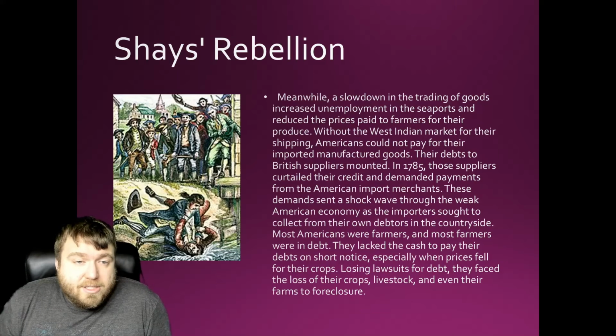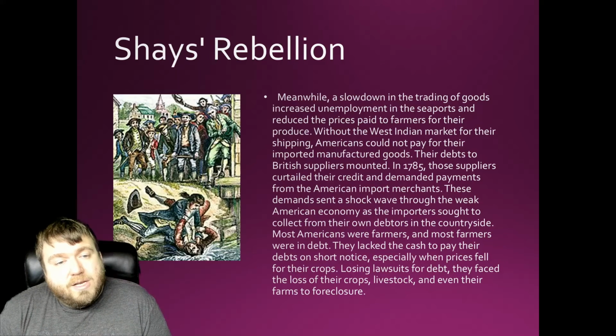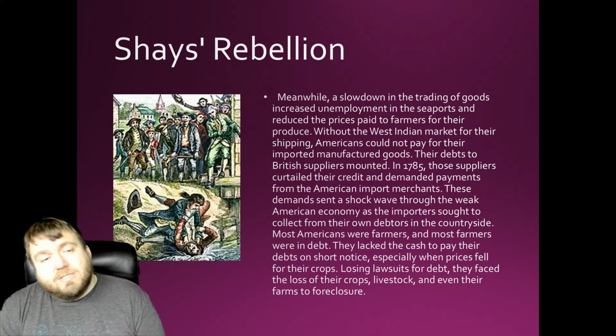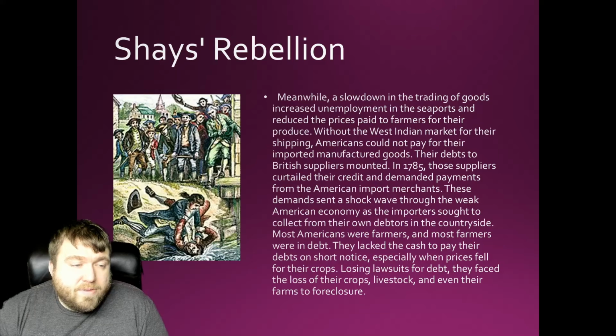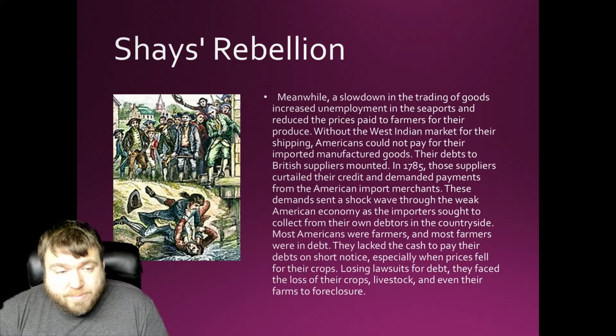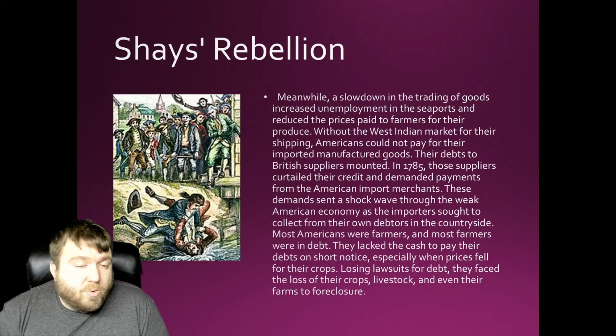Meanwhile, a slowdown in the trading of goods increased unemployment in the seaports and reduced the prices paid to farmers for their produce. Without the West Indian market for their shipping, Americans could not pay for their imported manufactured goods. Their debts to British suppliers mounted. In 1785, those suppliers curtailed their credit and demanded payments from the American import merchants.